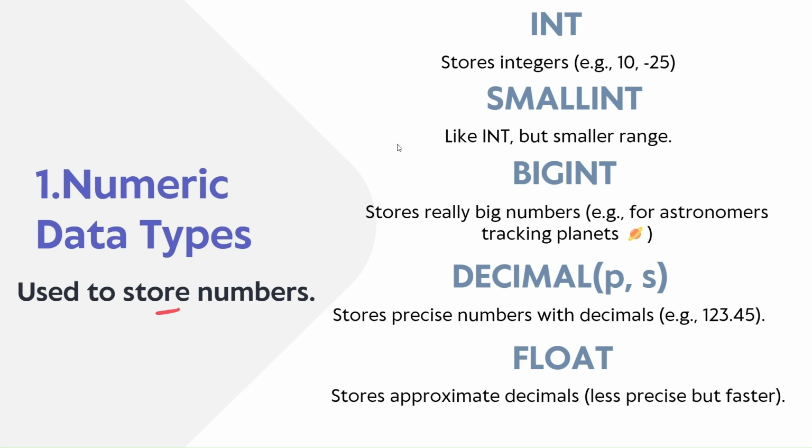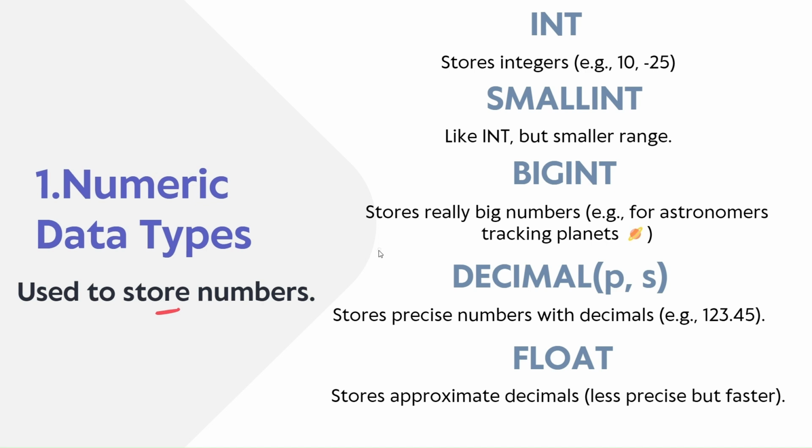Next comes SMALLINT. It is like INT but has a smaller range. Great for things like class sizes. For example, we can say that this class consists of 60 students, so we can use SMALLINT to store the number 60 here. Next comes BIGINT. It is usually used to store really big numbers, like for astronomers tracking planets.